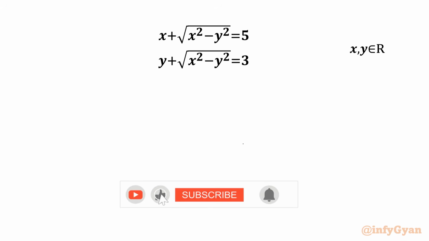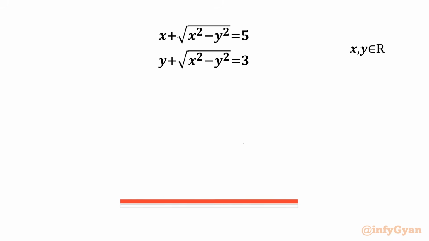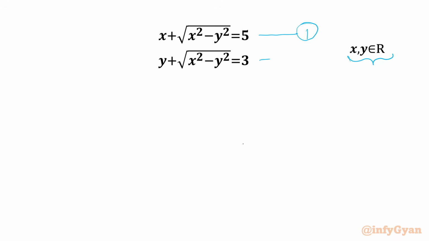Today in this video we'll be solving one very interesting system of equations problem for the real values of x and y. So let's get started by writing here equation number 1, and this equation we will call equation number 2. Now we are going to subtract the second equation from the first one. So we will write here 1 minus 2.